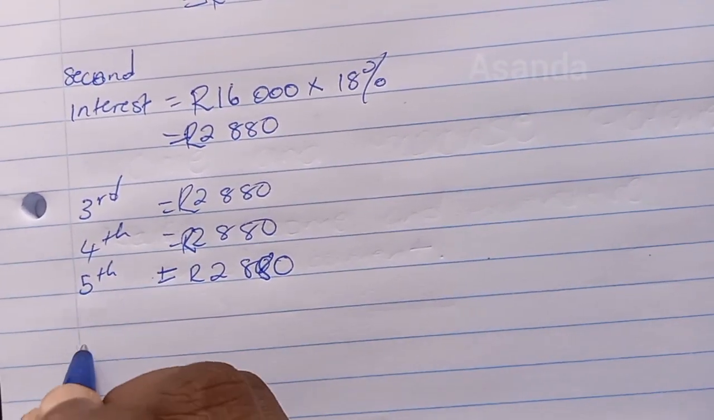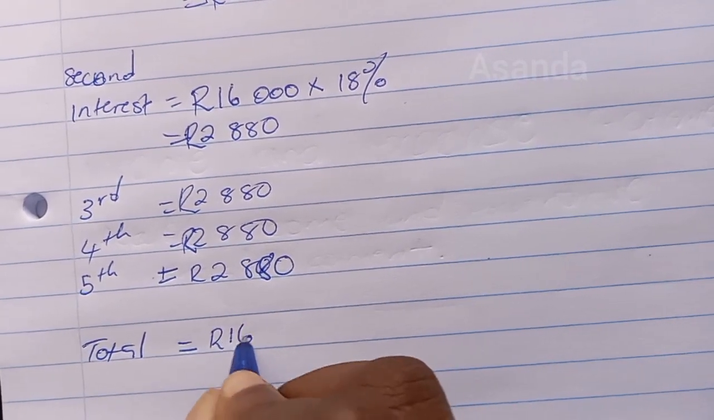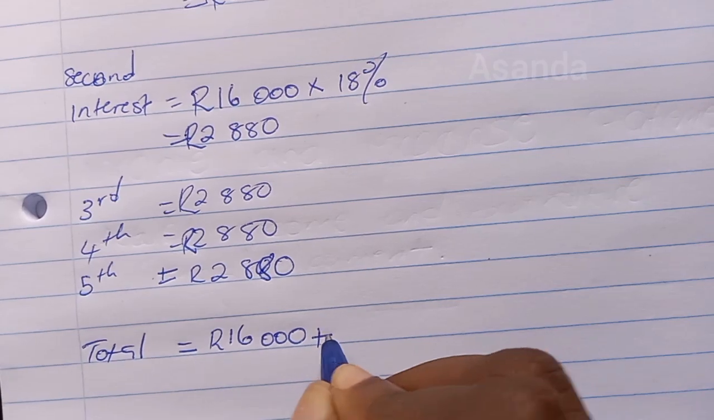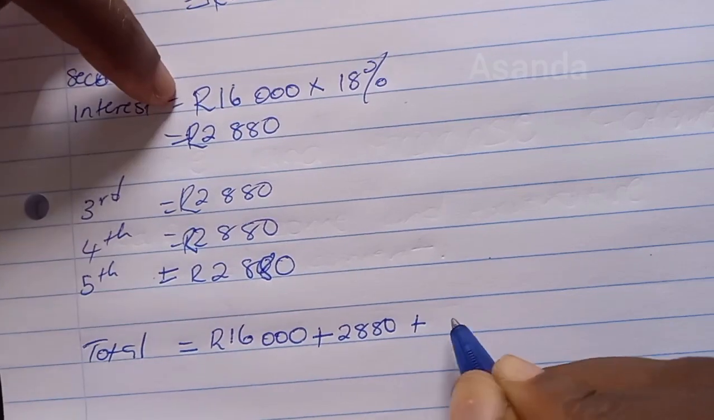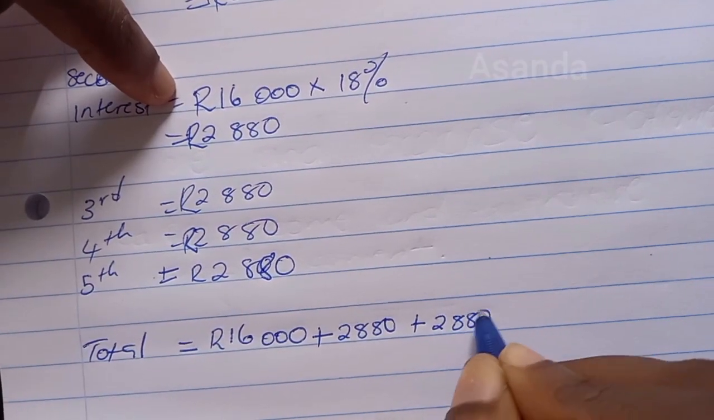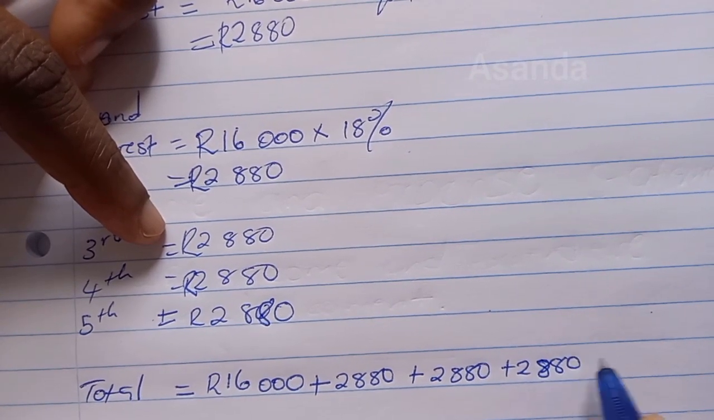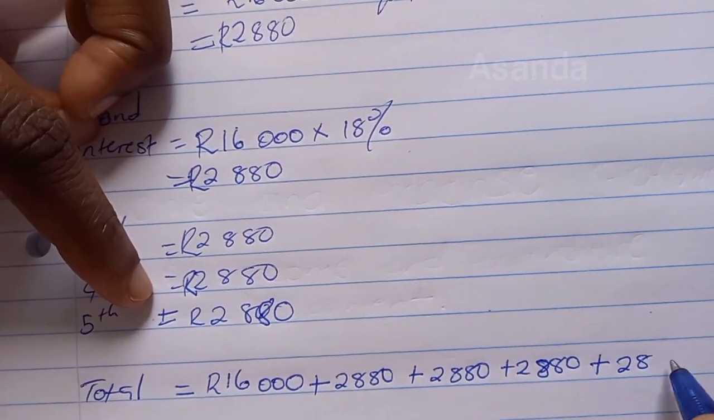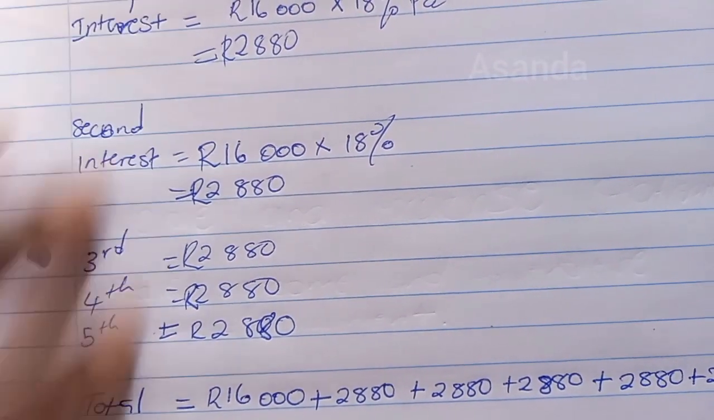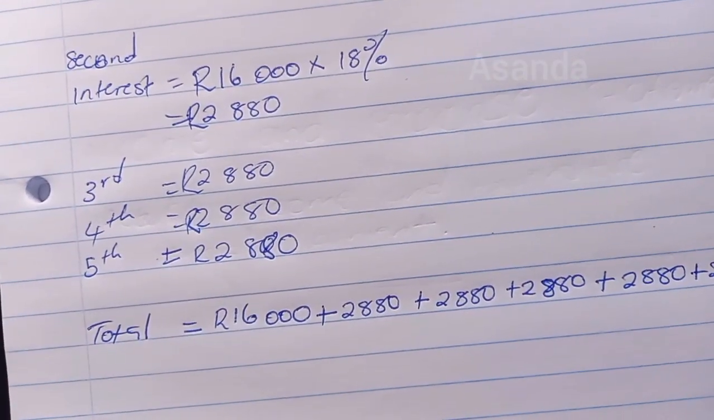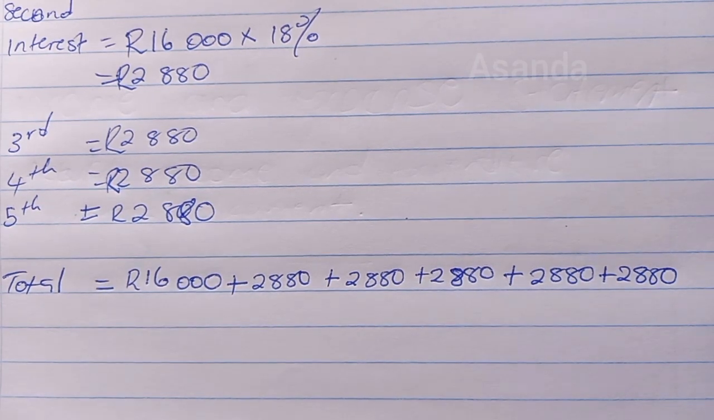Okay, so now we have a total of, he borrowed 16,000, right? And then in the first month, there was an interest of 2,880. In the second month, 2,880. In the third, 2,880. In the fourth, 2,880. In the fifth, 2,880. Of course, we have to keep in mind that this is calculated without the payments, right?